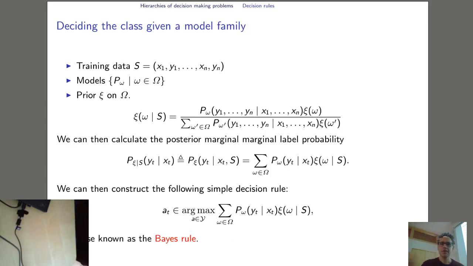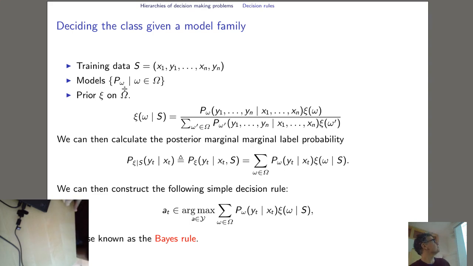Now, it gets a bit more complicated when you don't actually know the model. This is the usual case. You have some data, and from the data you want to build a classifier or a decision rule that, from data X, an observation, gives you a label Y. Here it's a bit more difficult because you have some training data, and from the training data you have to infer what's the right decision rule.